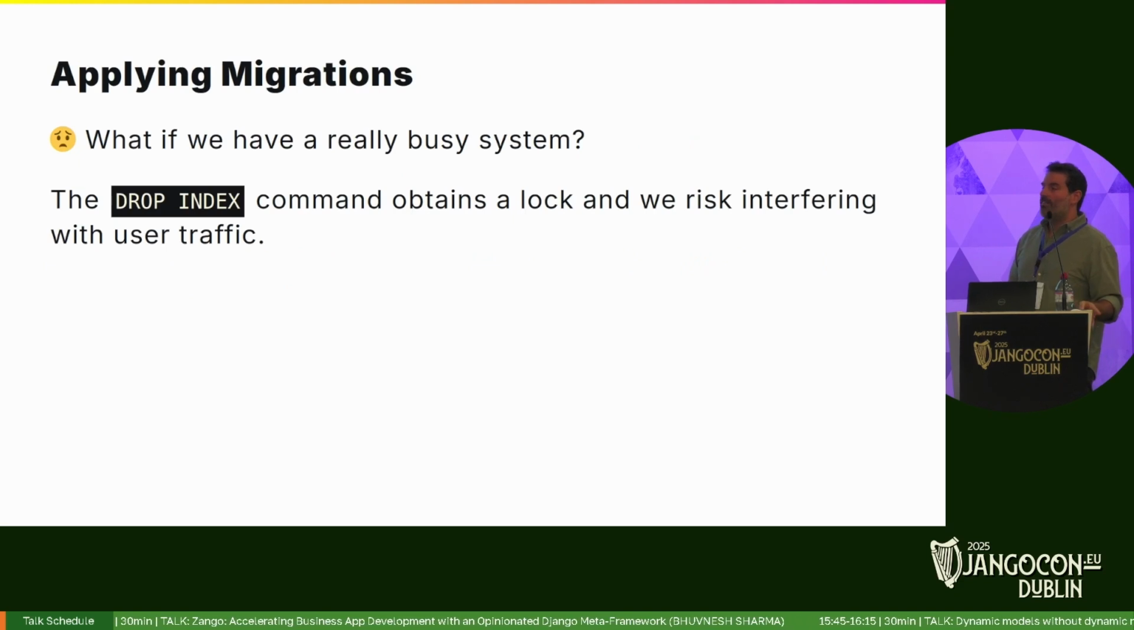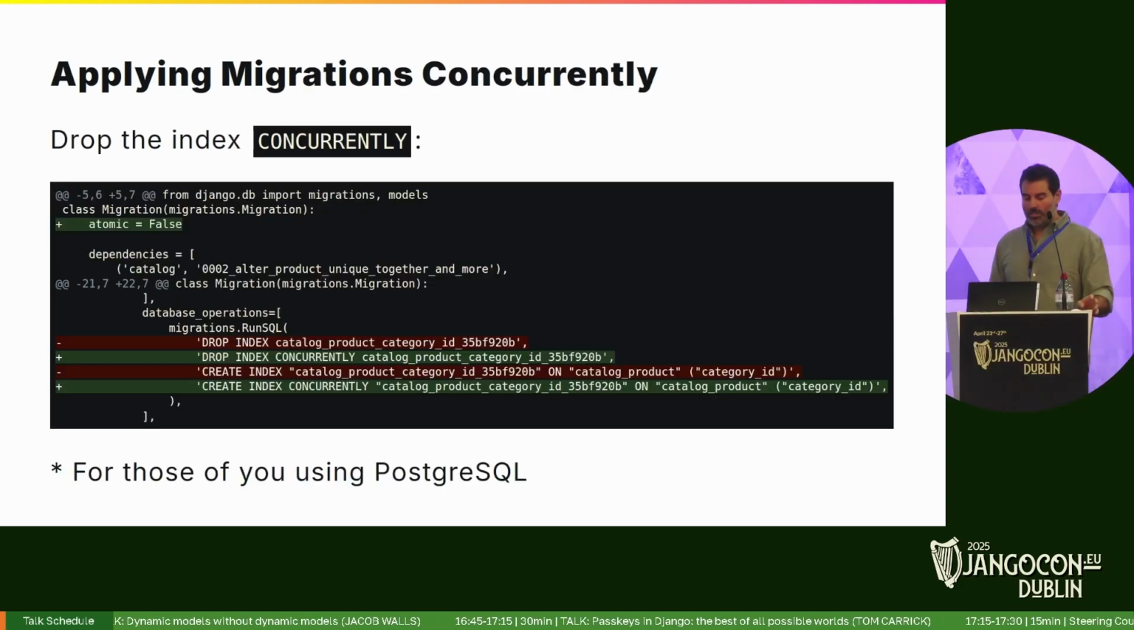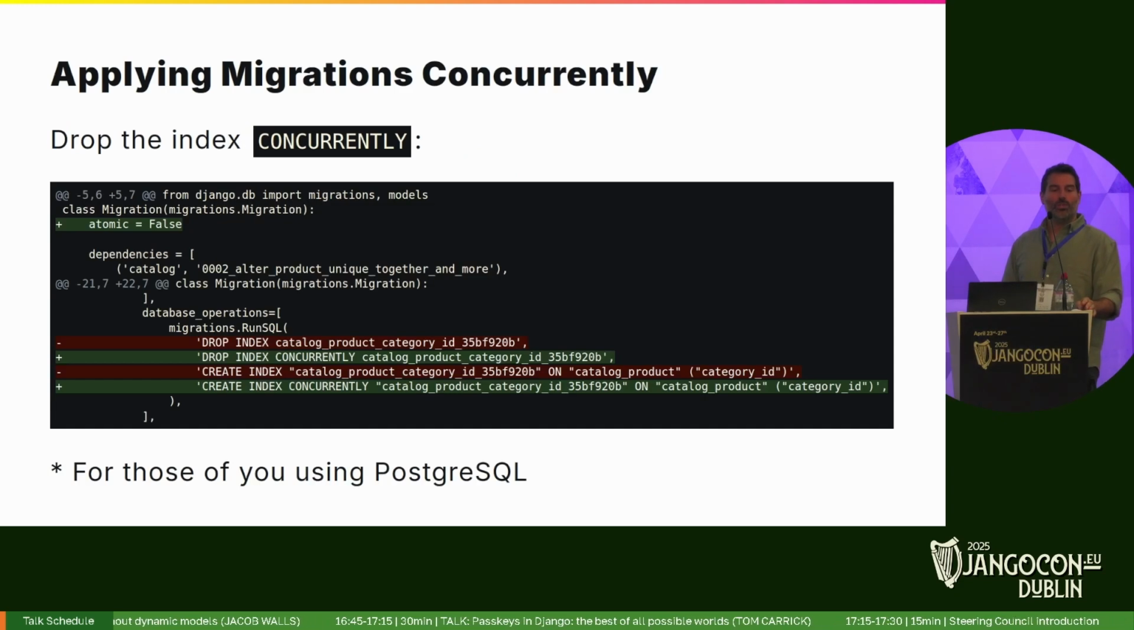So what if we have a very, very busy system, right? We said that dropping an index is a blocking operation. So if we have a busy system and we have a very big index, dropping the index can cause some problems with live traffic, right? So one thing we can do is we can drop the index concurrently, okay? But there's a catch here that we need to understand. So let's break it down.